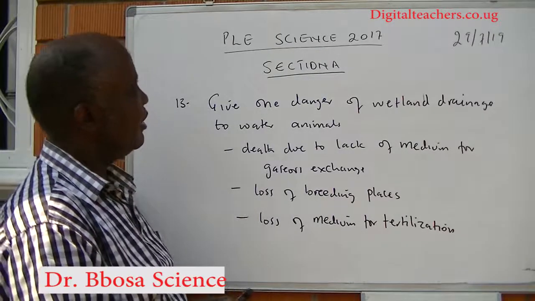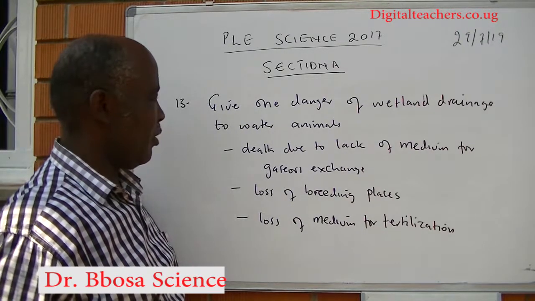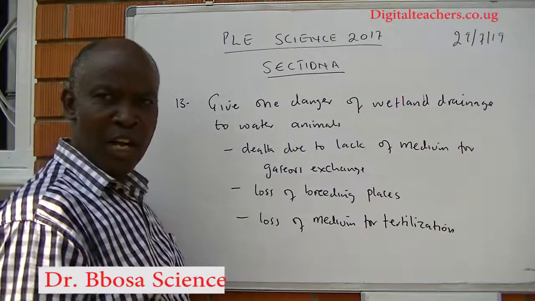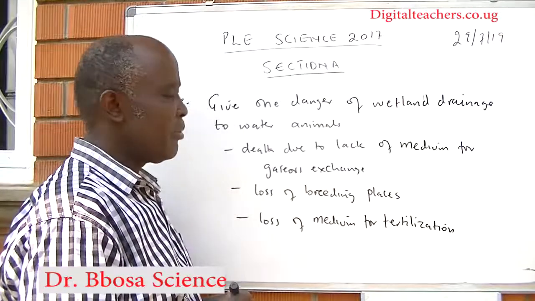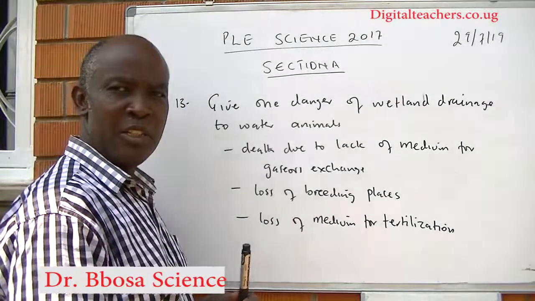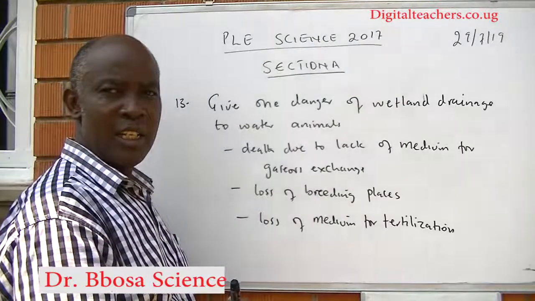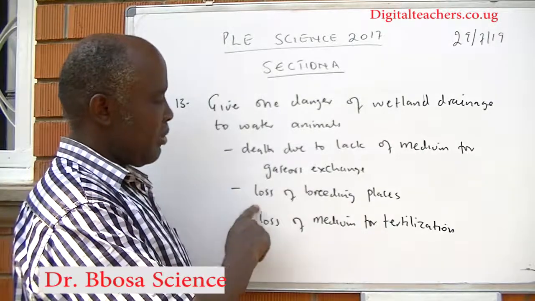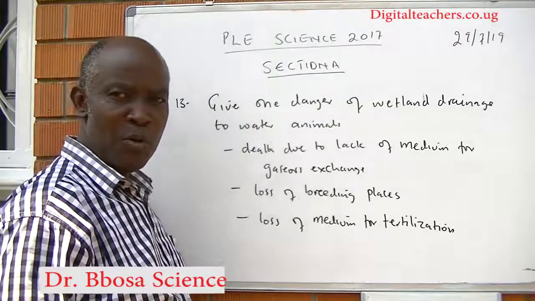Number 15, give one danger of wetland drainage to water animals. Death due to lack of a medium for gaseous exchange. Fish and tadpoles use gills for gaseous exchange, and they can only get oxygen from water. They may lose breeding places. Tadpoles grow in the water.